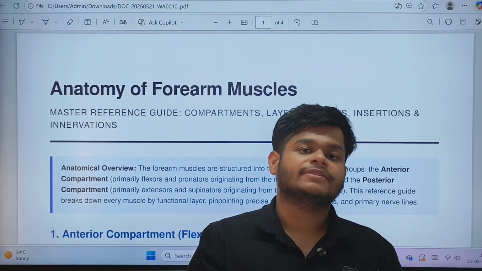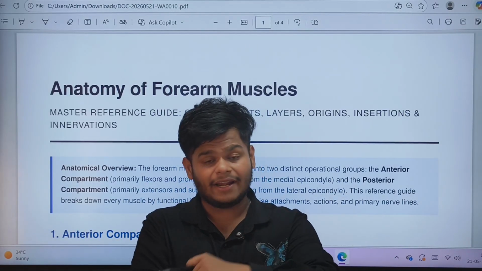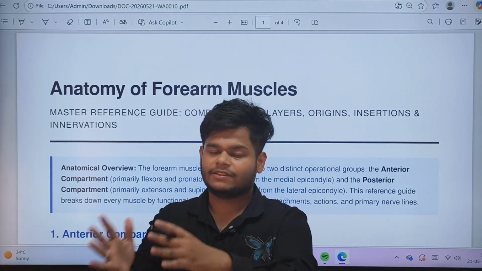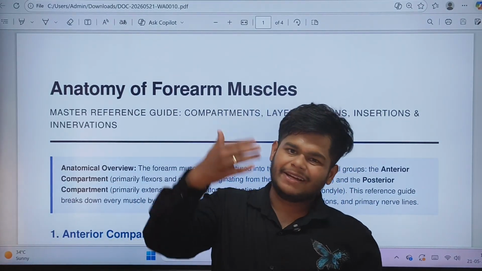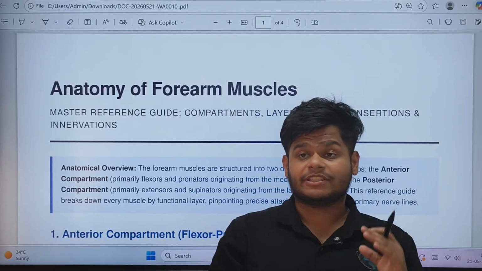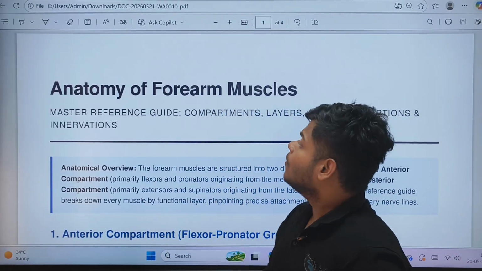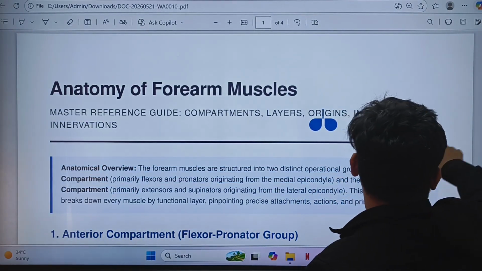On the basis of this, they are divided into two types: flexor muscles and extensor muscles. Extensor group of muscles and flexor group of muscles. Now there are many muscles which are present superficially, intermediately, and deeply. So today we will learn about the anatomy of our forearm muscles.